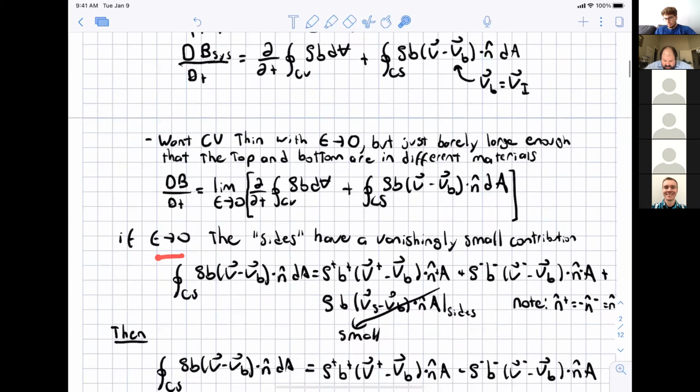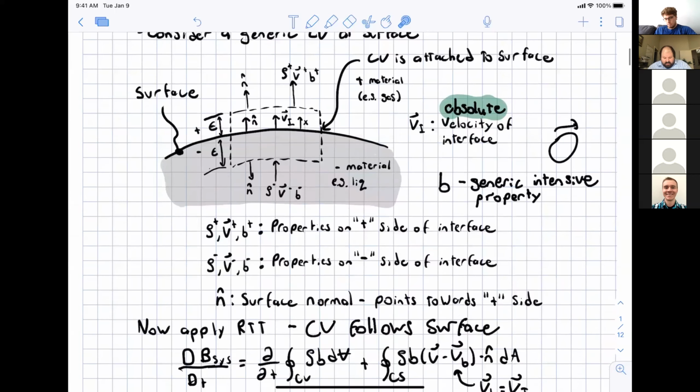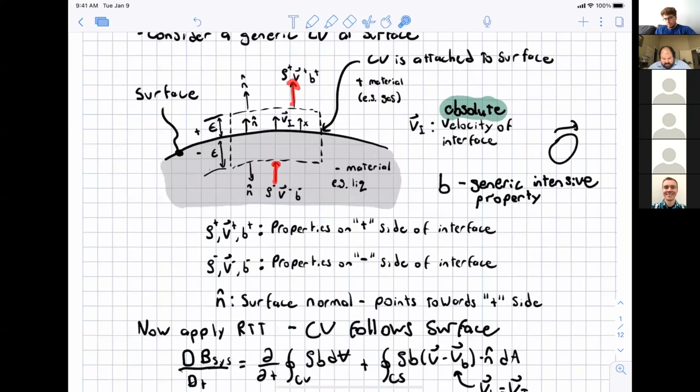And if epsilon goes to zero, we can basically work out our surface integral in the normal fashion. So we just have the contribution from the top and the contribution from the bottom of the quantity of B flowing through it. That would be these two terms right here.